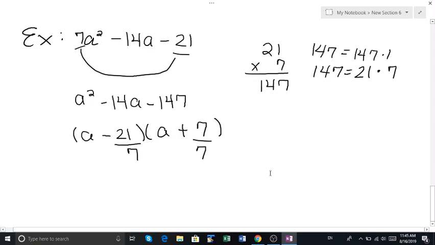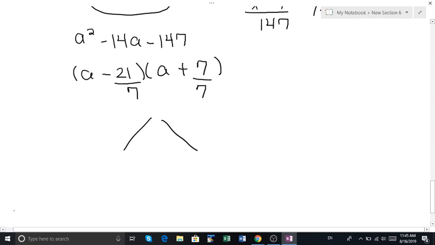And this is going to lead to my two possible factorizations of this quadratic. For this one, I'm going to divide 21 by 7, so I'm going to get a minus 3 times 7a plus 7. So I divided the 21 by 7 in the first set of parentheses, and in the second set of parentheses, I took the denominator of 7 and brought it up in front of the a.